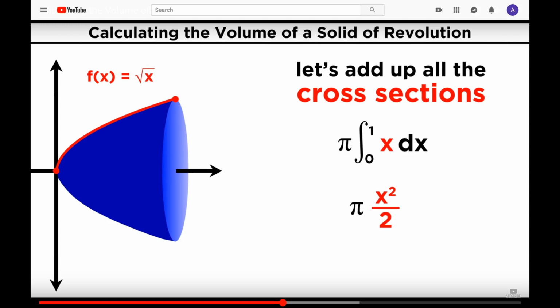So I have another disk, let's say, here. This disk right here. What's the radius of that disk? From the x-axis up, how much is that? Root x. So the radius is root x. The area is pi r squared, right? And now if I draw 1,000,000 of these and I find the volumes and I add them up, how do I add them up? Using an integral from 0 to 1. That's how I find my volume.